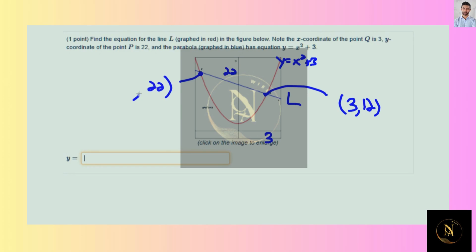We can figure out what x goes along with it, because 22 would be equal to x squared plus 3. Subtract 3 from both sides, and then square root both sides. x would be equal to the positive and negative square root of 19, and that would then be the negative square root of 19.